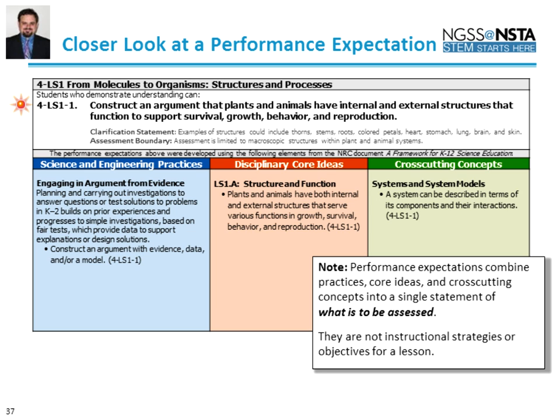You have a piece up here, a performance expectation. And this is describing what we are trying to assess. So in this one here, construct an argument that plants and animals have internal and external structures that function to support survival, growth, behavior, and reproduction. So this is what a student would be expected to be able to do at the end of the 4th grade. And this is what they would be expected to have mastered.